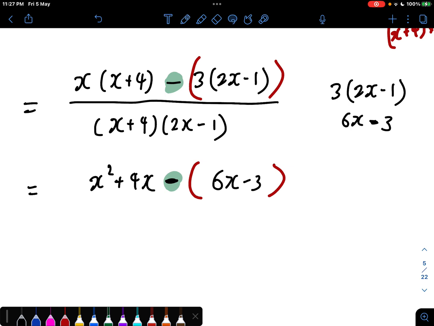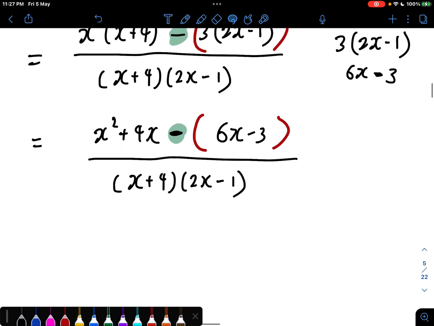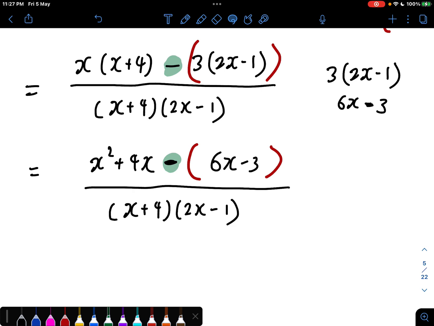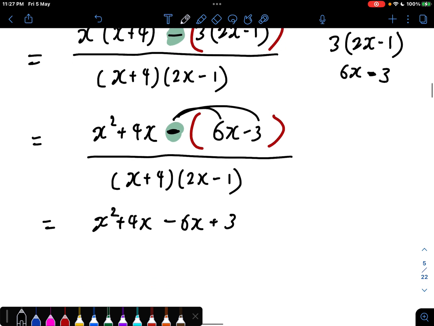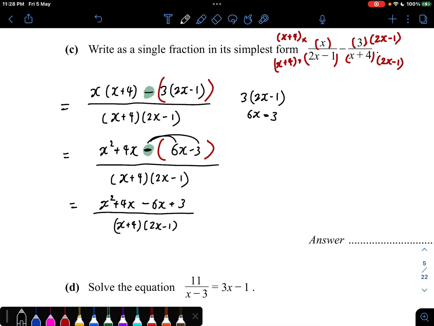Now, anyways, the denominator doesn't need to simplify further. Just leave it alone. Copy and paste the denominator. Then now you multiply the negative sign in. So you end up with x squared plus 4x minus xx, minus bracket 6x minus 3. This becomes negative 6x plus 3. Right? Good. All divided by the denominator, copy and paste. So far, okay, good. Moving on.